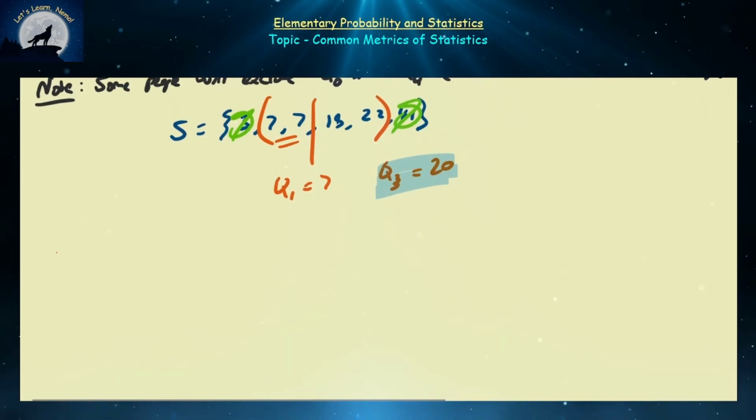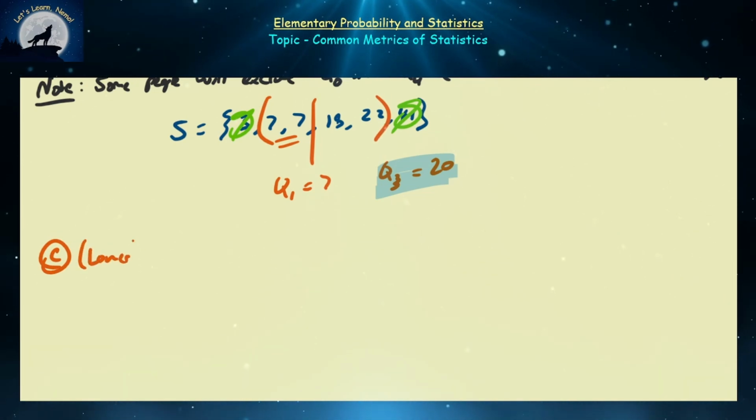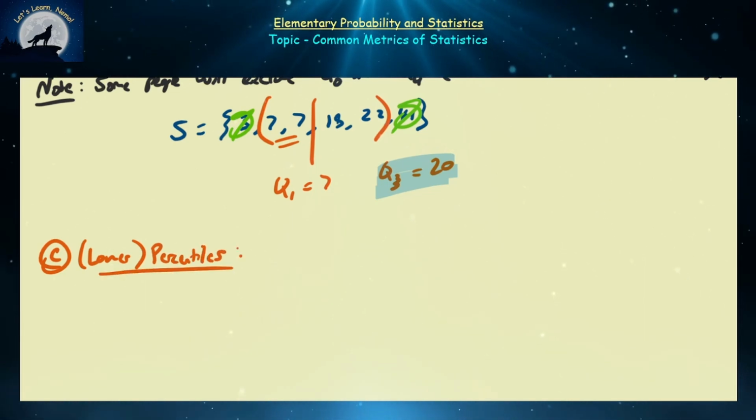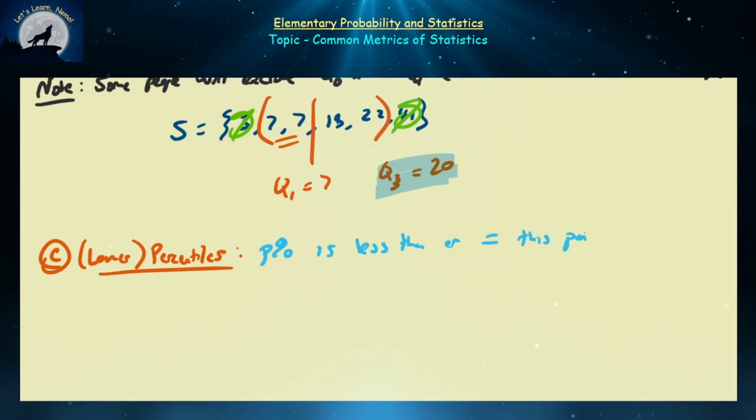The next one tries to generalize quartiles and goes to percentiles. I'm going to go with the convention that these are lower percentiles. So what is a lower percentile? That means P% of the data is less than or equal to this point. We're trying to find this point given some value of P. So if I say 30% of people are less than or equal to this point, what is this point going to be equal to? And it's up to you to find this point.